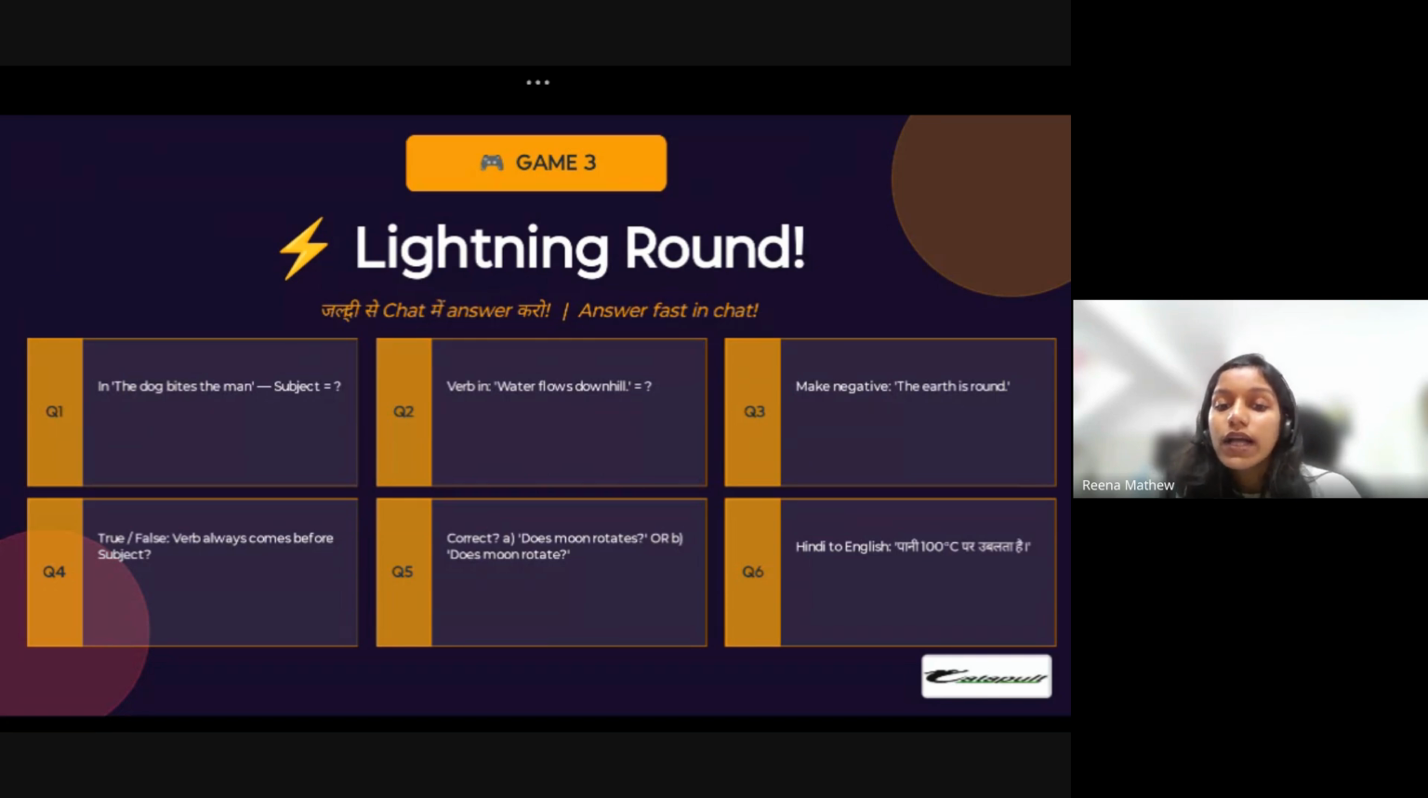Okay, yes. Now, Hindi to English, try to translate it. Pani 100 degrees Celsius par ubalta hai. Make it into an English sentence. The water boiling on 100 degrees Celsius. The water boils at 100 degrees Celsius is the right answer. Is boiling is when you're saying present continuous, but the water always boils at 100 degrees Celsius.